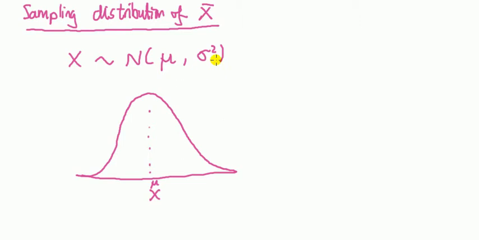Right, now I want you to think about the following. What this actually says is that I draw loads and loads of values from this normal distribution, say 1,000, and then plot a histogram. I will get such a shape.